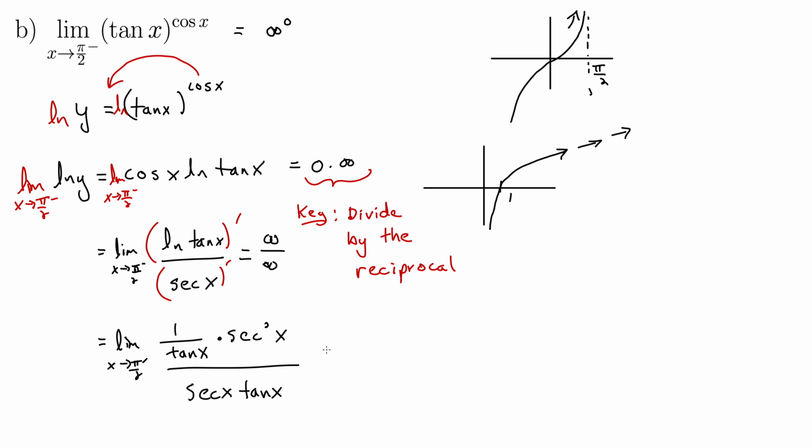Let's simplify this a little bit. So we still have our limit as x goes to pi over 2 from the left. You have to keep writing this until you actually evaluate the limit, though it's somewhat cumbersome. We can cancel out one of these secants, so we have secant x on top over, let's combine those tans, so tan squared x down below.